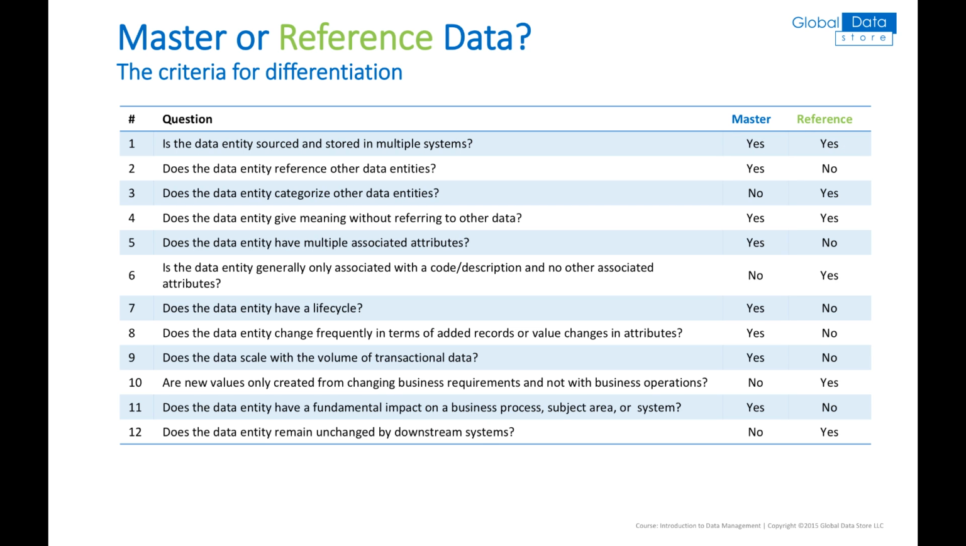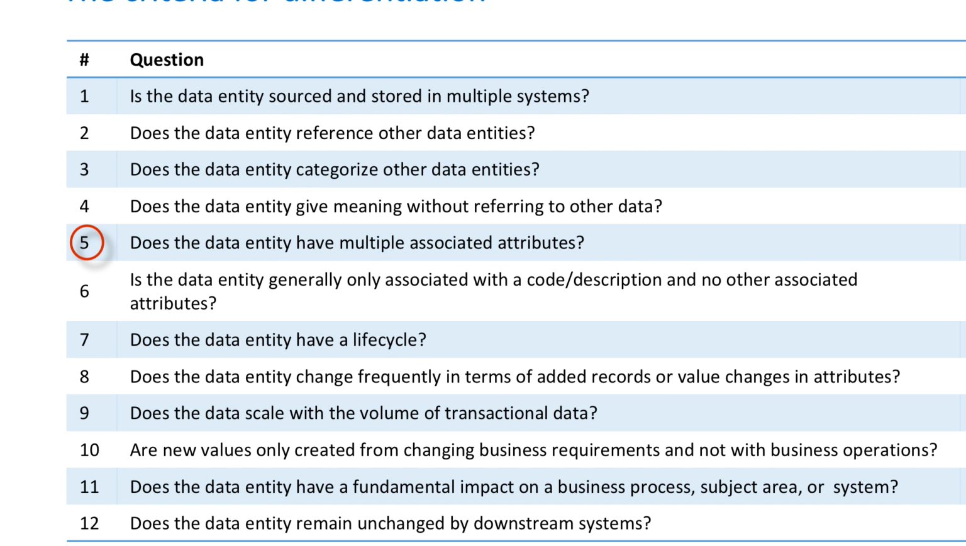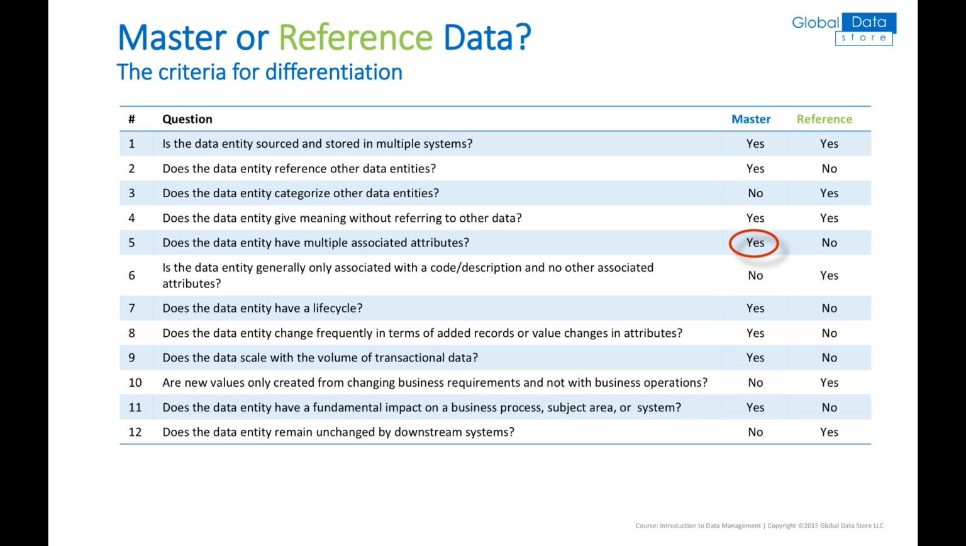Now, let's take a look at item 5. The question is, does the data entity have multiple associated attributes? Remember that we defined reference data as code value combination. So, if entity have multiple associated attributes, it should be categorized as master data. These questions can be used as a tool to determine and classify master and reference data entities.